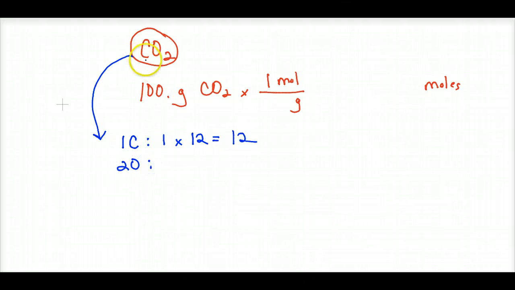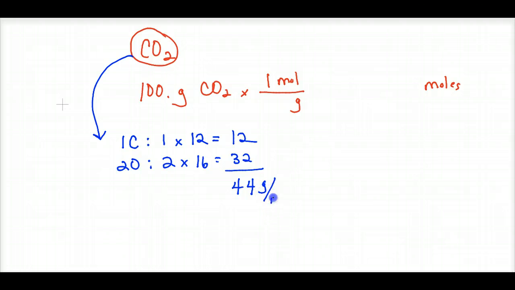In 1 mole of CO2, there's 2 moles of oxygen atoms. So 2 times 16, 32. And what we get is that converting factor: for every 1 mole, there's 44 grams. And that 44 would go up here. Okay, and lo and behold, 100 divided by 44 gives me 2.27.